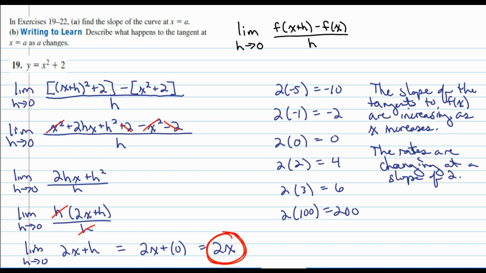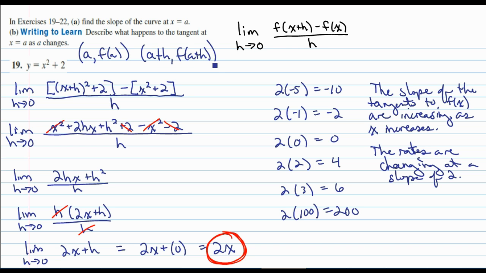Now try problem number 19. It says find the slope of the curve at x equals a. So same strategy as the example, and then describe what happens to the tangent line at x equals a as a changes. Alright, so let's go one problem at a time here. Part A, I took my 2 points, which are a, f of a and a plus h, f of a plus h.